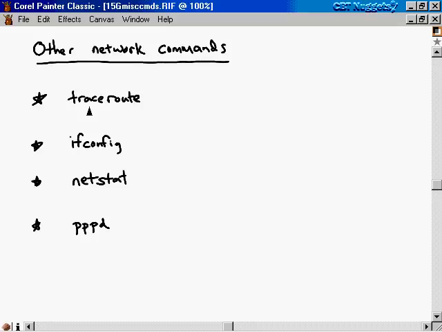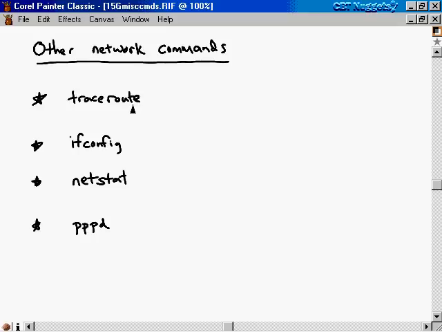Basically, if you run traceroute from your machine to something like www.google.com, it will show you all the intermediate points, all the hops that it goes through to get to Google. And sometimes that's good for debugging or troubleshooting information on your system.